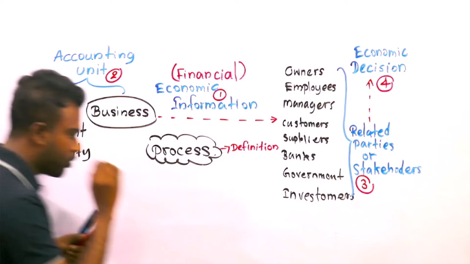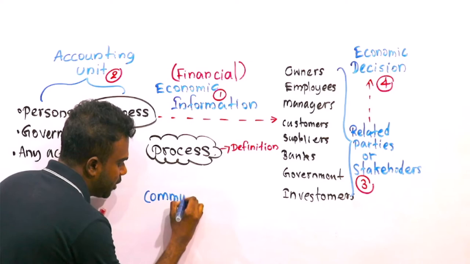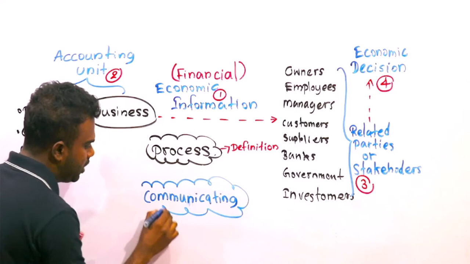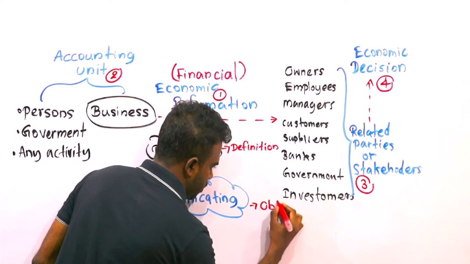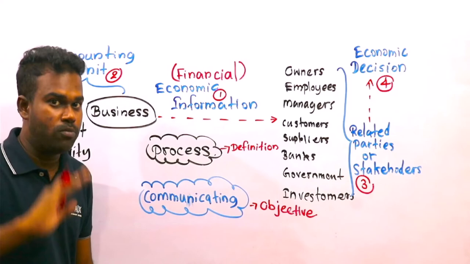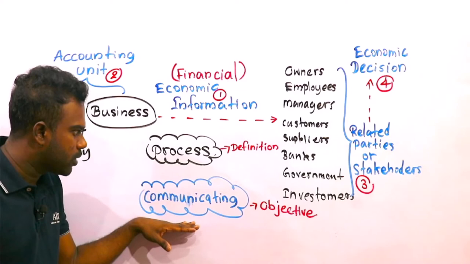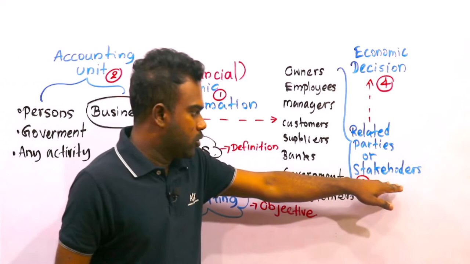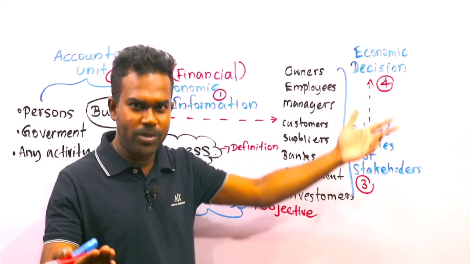But if we want to create the objective, you have to include the word communicating, communication or communicating, right? The objective starts from the communicating word. How to create the objective now? Again, same as the definition, right? Make communication of economic information. Objective: communicating of economic information regarding an accounting unit for stakeholders to get economic decisions. That's the objective, same as the definition, right?